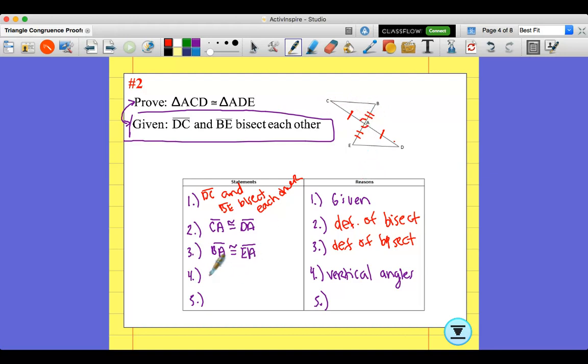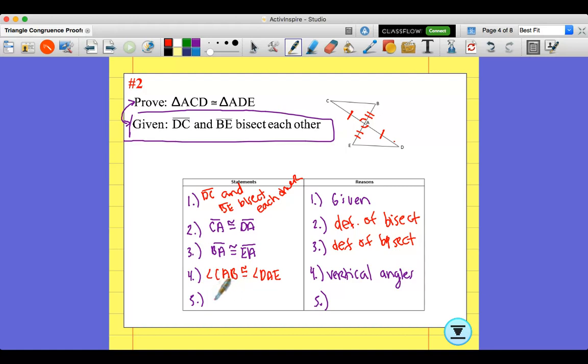Okay, so let's name them. Angle CAB is congruent to angle DAE. If you say BAC and EAD, you're completely fine as well. And that's because of vertical angles. All vertical angles are congruent.